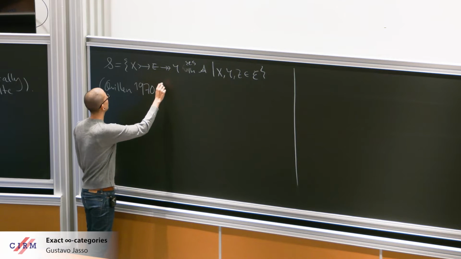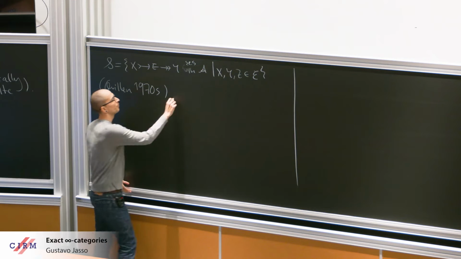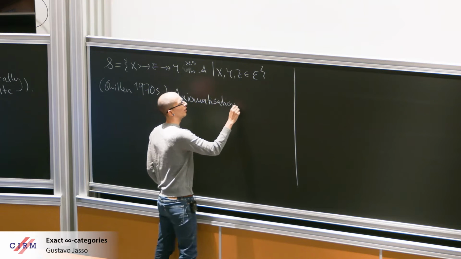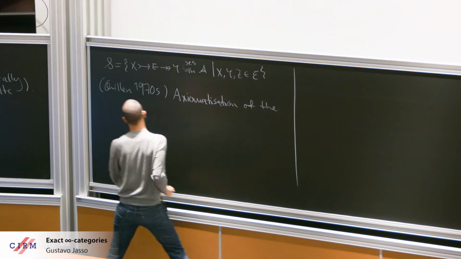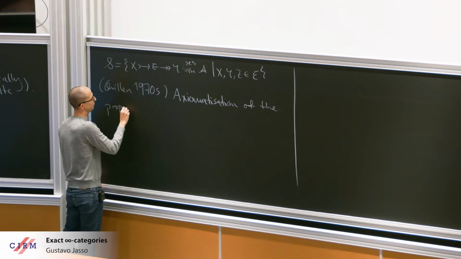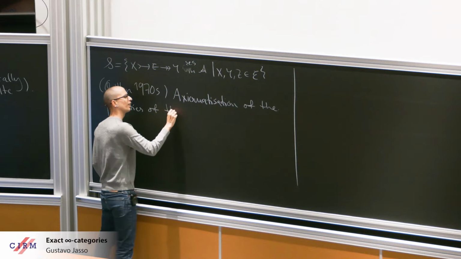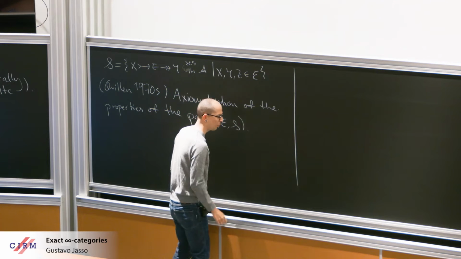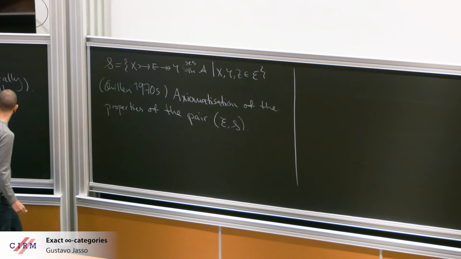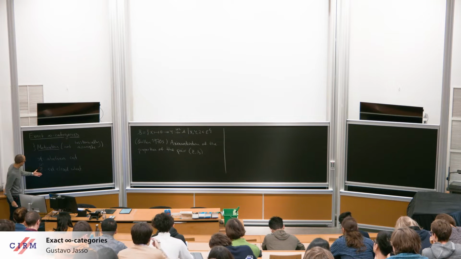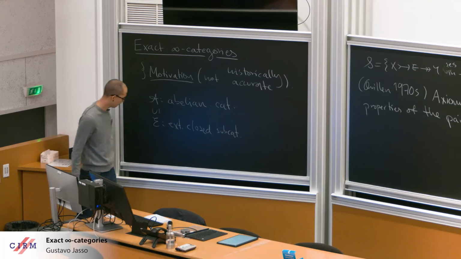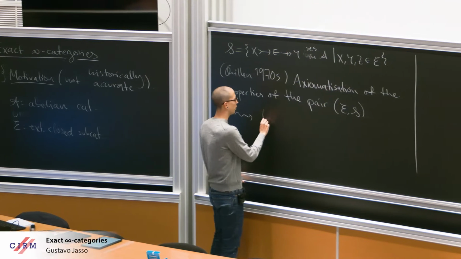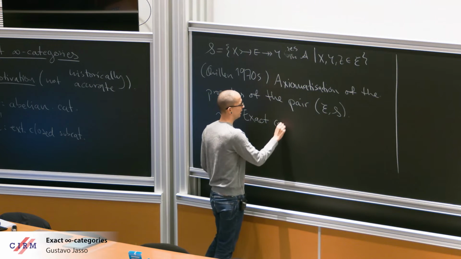So in the early 1970s, Quillen provided an axiomatization of the properties of the pair (E, S), the underlying additive extension closed subcategory of A together with this class of short exact sequences, giving rise to what we call exact categories.